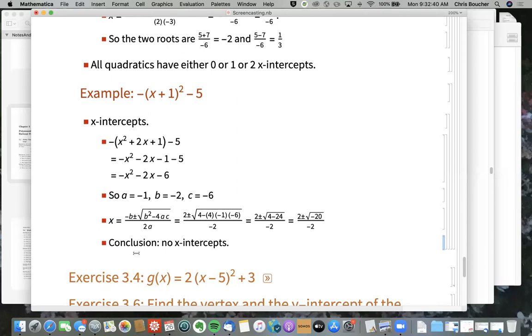I would note, and we don't do this here in this example, but other things we can tell quickly from this is a concave down parabola because of that minus sign. And the vertex here is going to be -1, +5 because it's in vertex form. It's easy to read off the vertex.